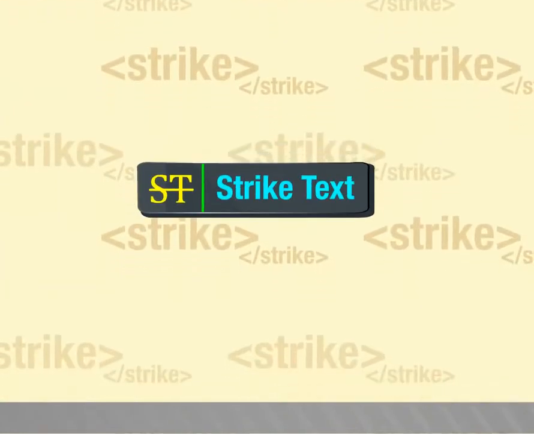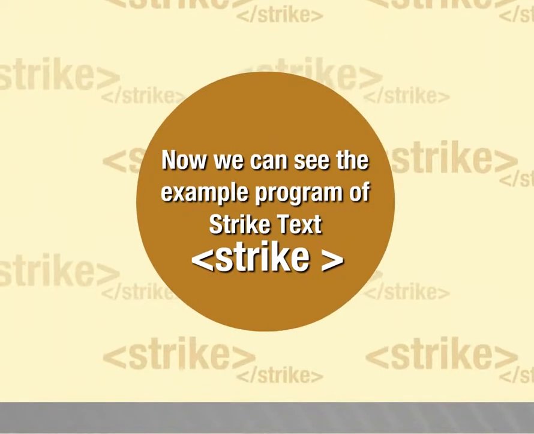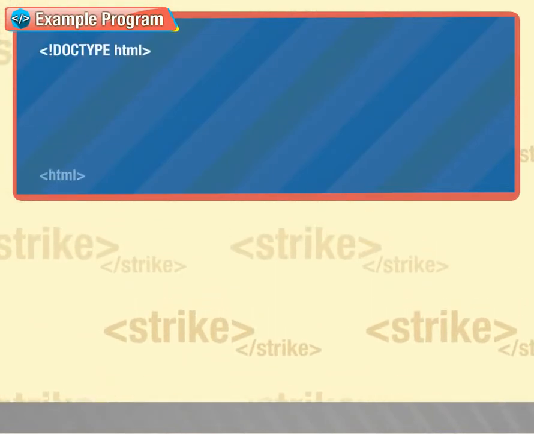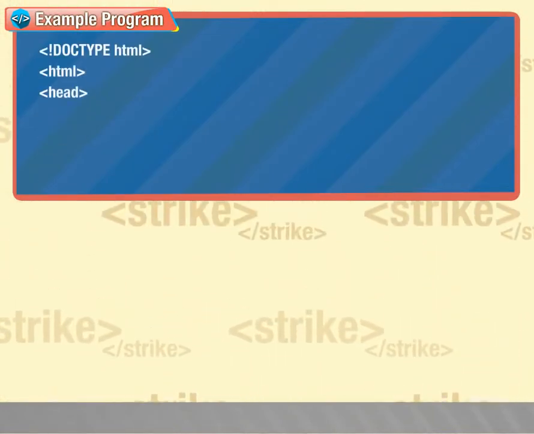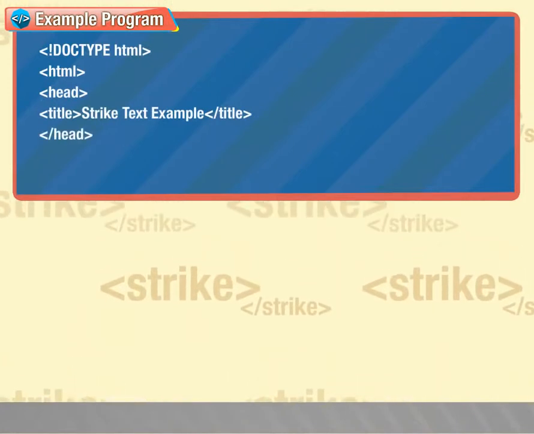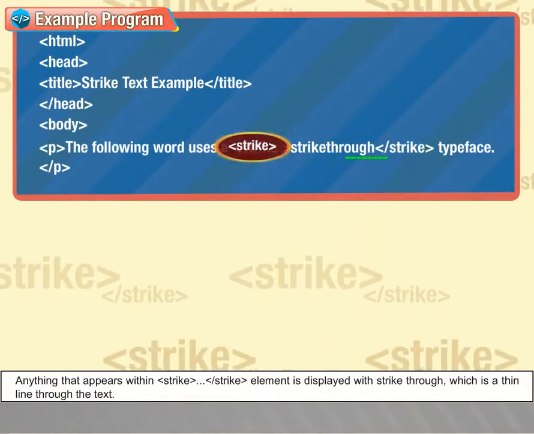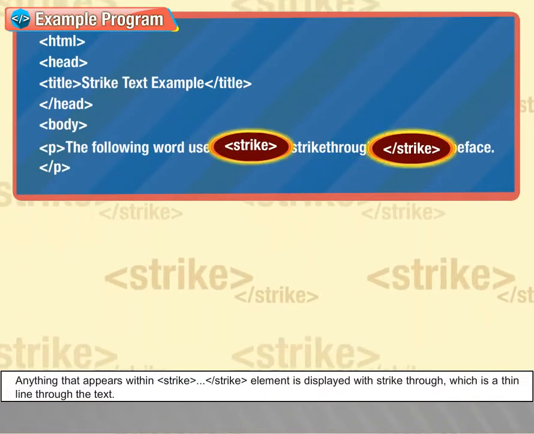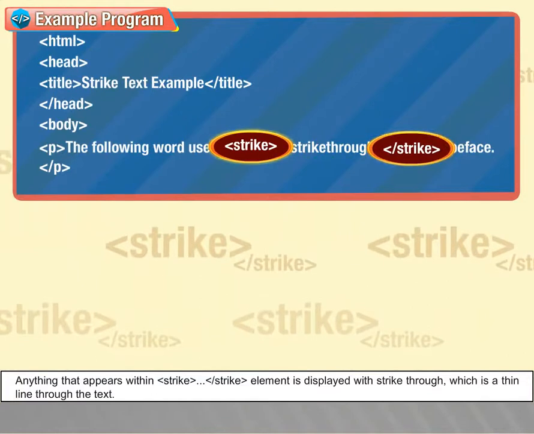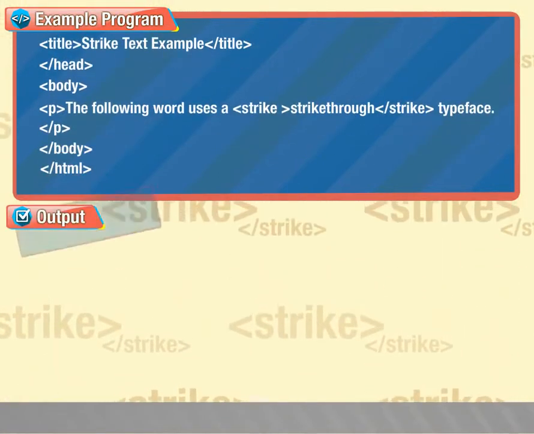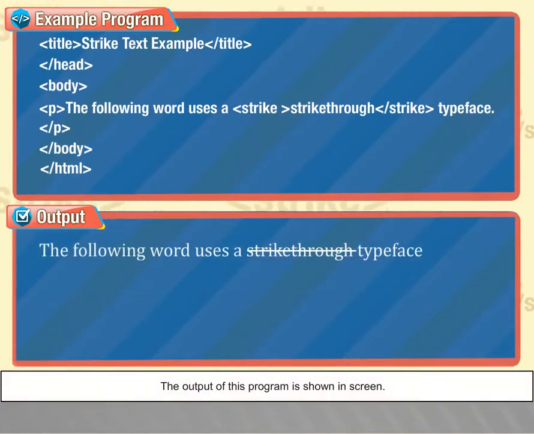Strike text. Now we can see the example program of strike text. Anything that appears within the strike element is displayed with strike through, which is a thin line through the text. The output of this program is shown in screen.